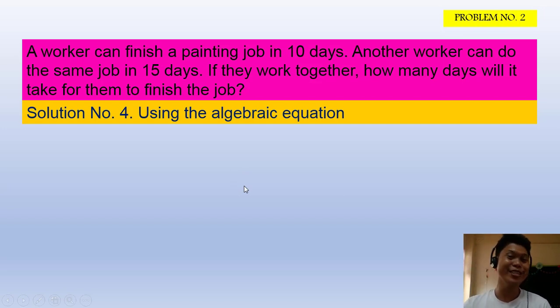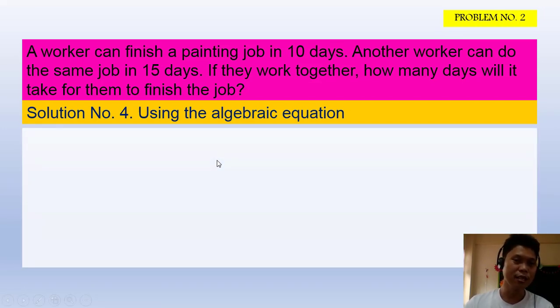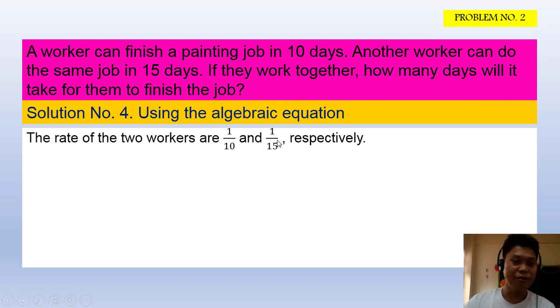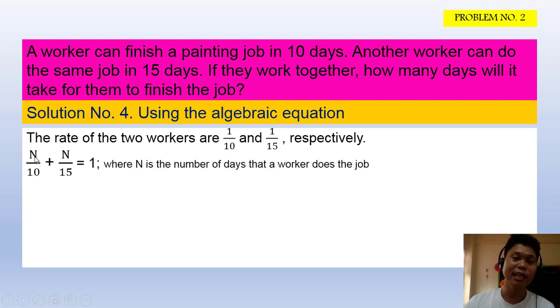Meron pa palang extra using the algebraic equation. Okay, paano kung gagamitan natin yung medyo abstract and medyo advanced na way on how to solve it? Alam natin na 1/10 and 1/15 pa rin ang kanilang rate. So, sulat natin, n over 10 plus n over 15 is equal to 1, where n is the number of days that the workers do the job. Okay? So, kung sa algebra kasi kailangan natin gumawa ng equation. So, ito yung ating equation. So, n represents ang number of days na nagtrabaho yung dalawang workers.